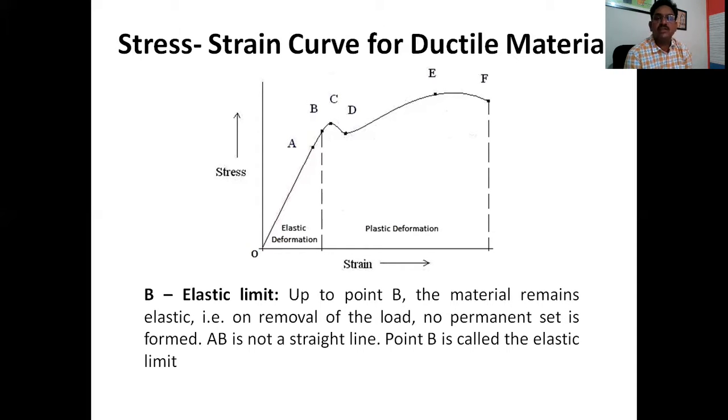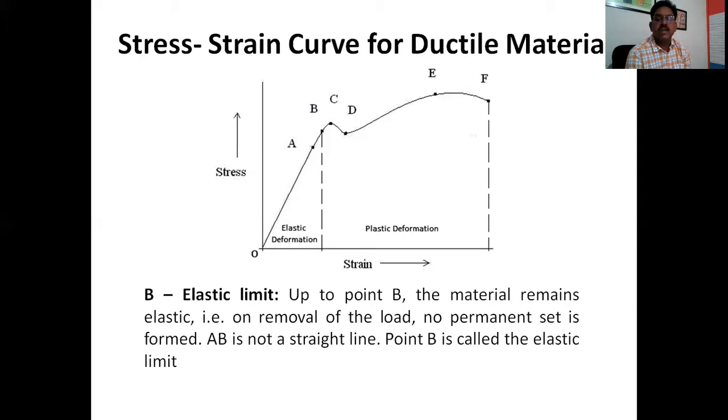These ductile materials will behave like elastic material up to a certain load. Beyond that certain load, it will not be an elastic material anymore. It will become a plastic material. That means when the load is removed, it will not come back to its original position. So point B here indicates the elastic limit. Up to point B, the material remains elastic. That is, on removal of the load, no permanent set is formed. So if we remove the load up to this point, it will come back to its original position.